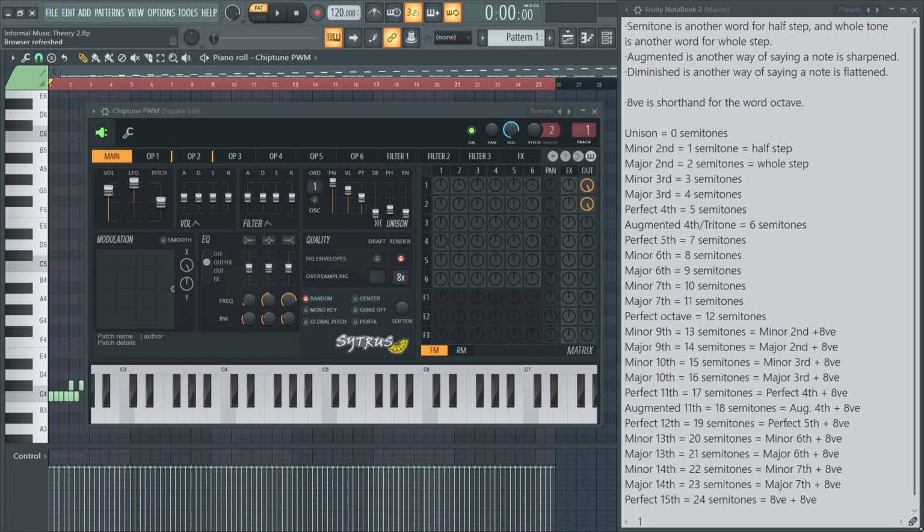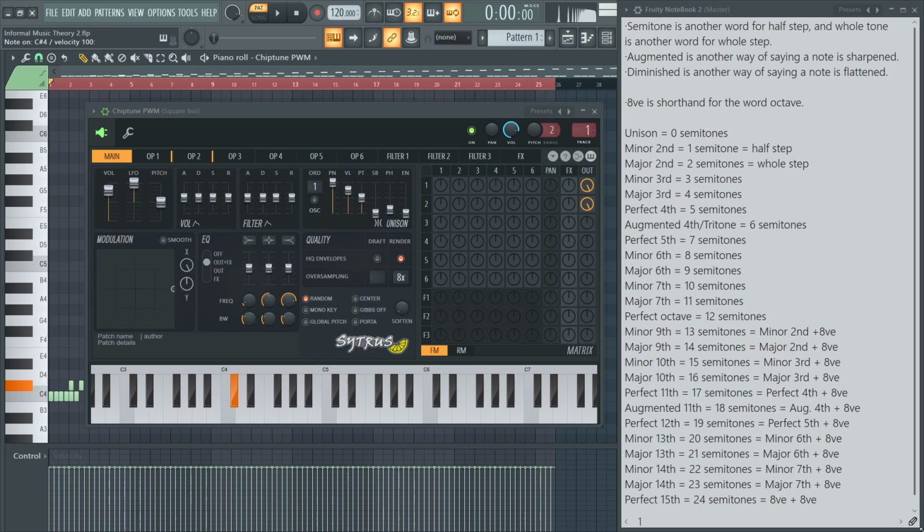An interval is the distance between two notes, and intervals are defined by the amount of half steps it takes to go from one note to another. So for example, if I have the notes C and E, to find this interval, all I have to do is start counting half steps from C.